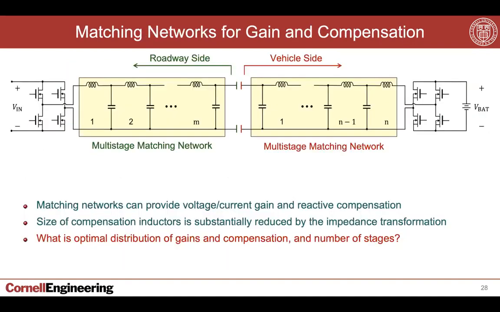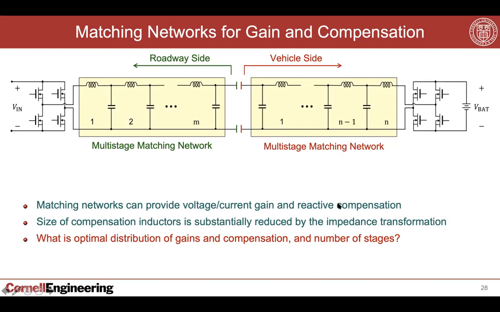Let's talk quickly about the matching network design, because that's what's going to help us get the compensation that we will need, as well as the voltage boost that we need. I showed you just a simple L section. It's called an L section because it looks like an upside down L. You have an L section matching network that we looked at before. There's no reason why you couldn't cascade a whole bunch of L section matching networks to form a higher order multi-stage matching network on both sides. And then the question is, well, how many stages should I use, and how should I distribute the amount of gain and compensation that each stage requires?